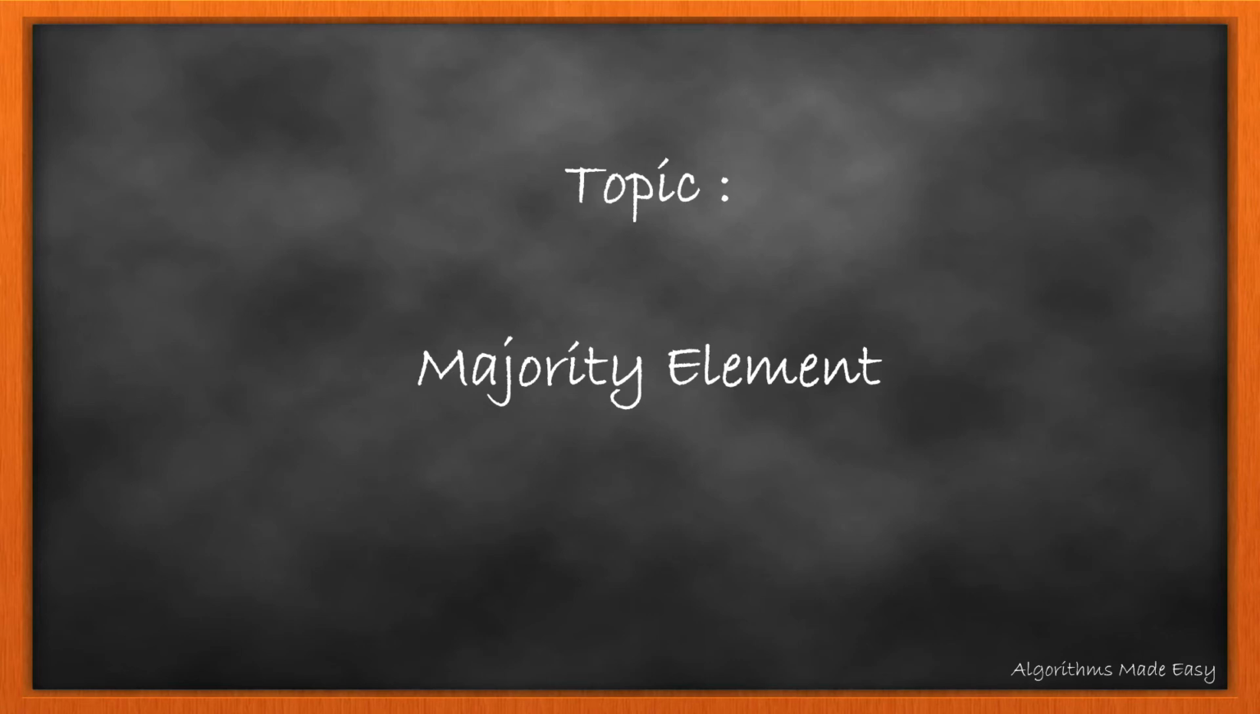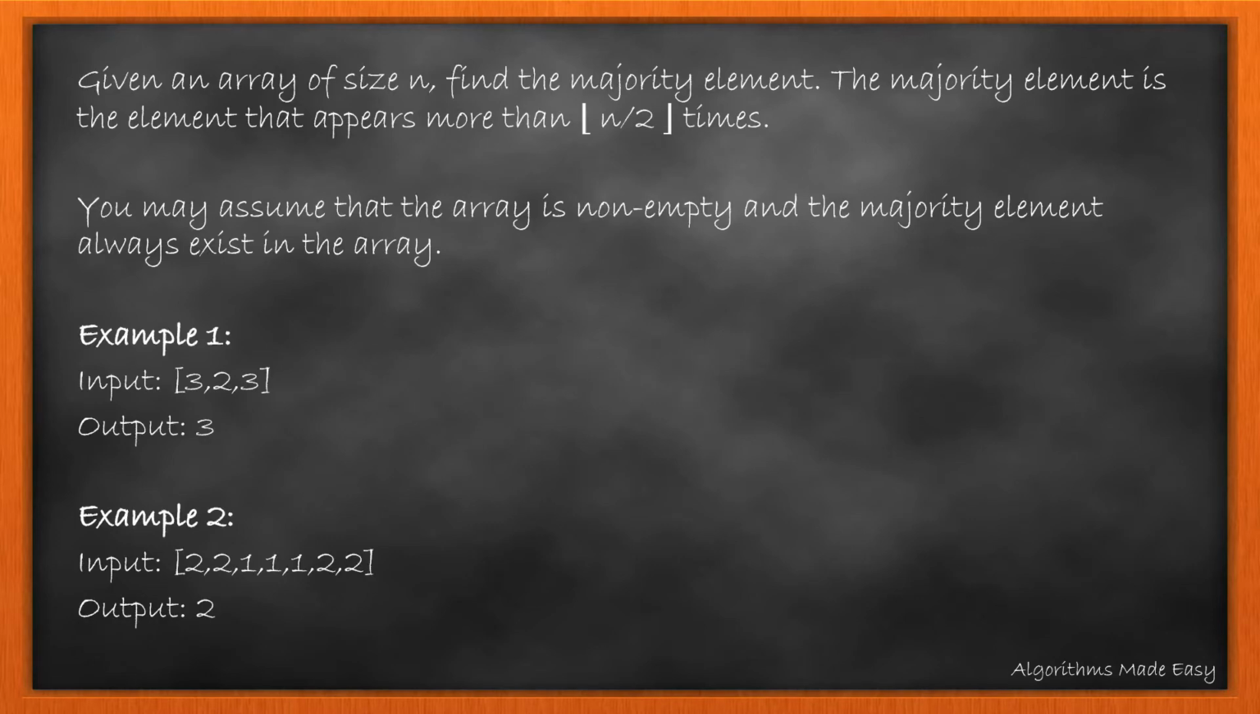We will go through the day 6 problem from the May LeetCode Challenge. Given an array of size n, find the majority element. The majority element is the element that appears more than n by 2 times. You may assume that the array is non-empty and the majority element always exists in the array.